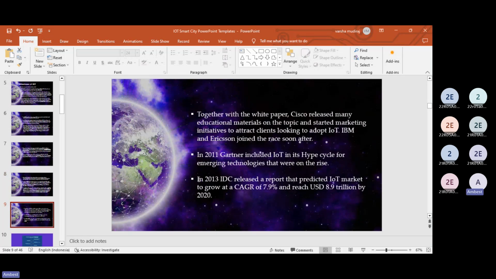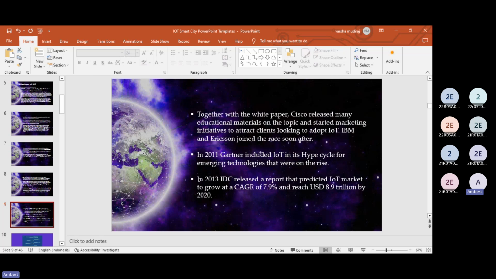Together with the white paper, Cisco released many educational materials. So not only for communication, the white paper was aimed at two sectors: educational material and the starting of marketing innovations. So clients adopted IoT, and IBM joined the race after, and it became a big deal at high scale in 2011. They decided to go not only for educational materials and marketing sectors but also for emerging technologies in the race.